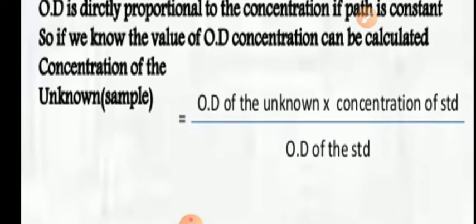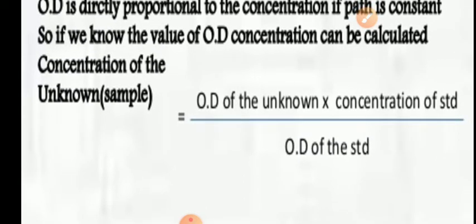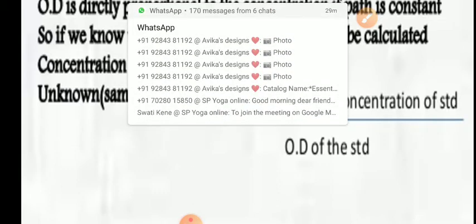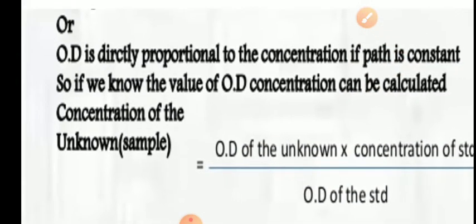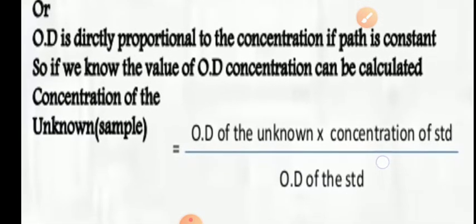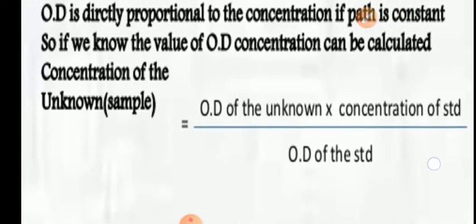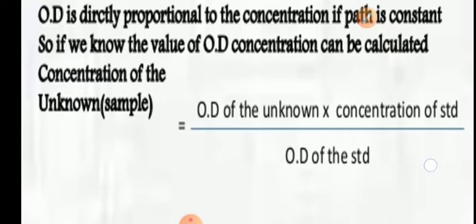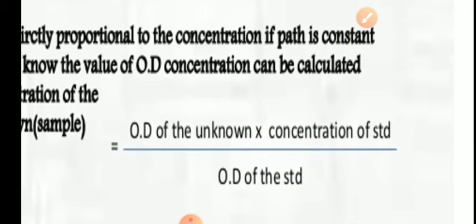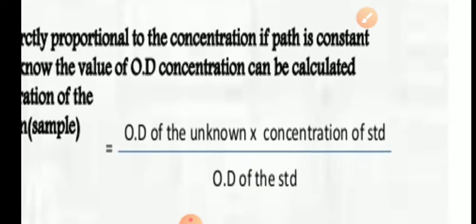So the amount of light absorbed, or optical density, is directly proportional to the concentration of the absorbing material if path length is constant. If we know the optical density of any substance, we can calculate the concentration. If we know the optical density, concentration can be calculated by using the following formula. What is the formula? Concentration of unknown sample is equal to optical density of unknown into concentration of standard divided by optical density of standard.